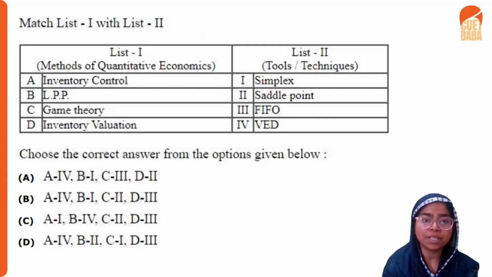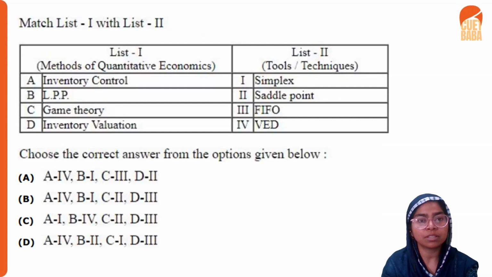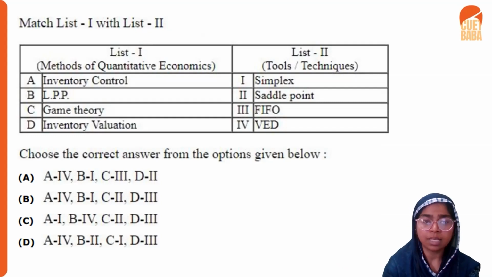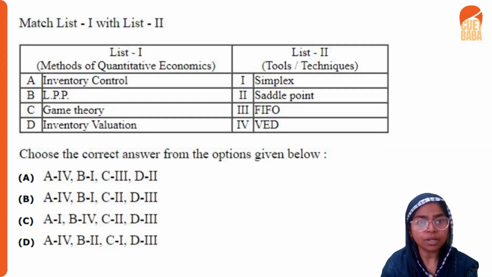We have BCD. Next is LPP. Now we know that LPP is generally related with the simplex, so B should be 1. Let us see, is B 1? Yes, option number B has B as 1. Next is saddle point and VED. We are left with saddle point and VED. So the next should be A is 1, inventory, no, A should be 3.